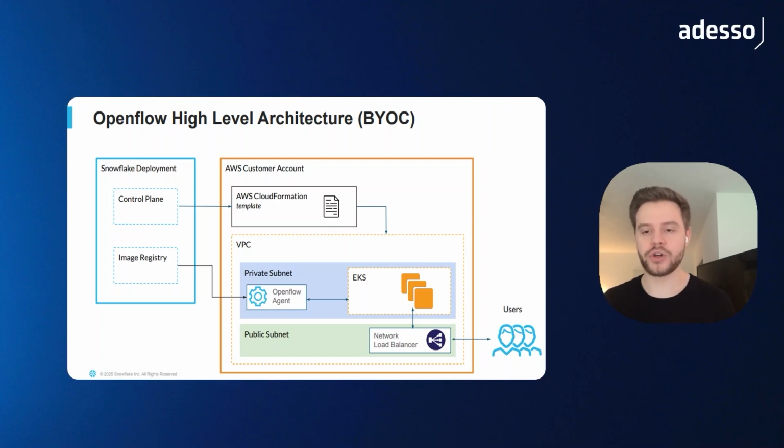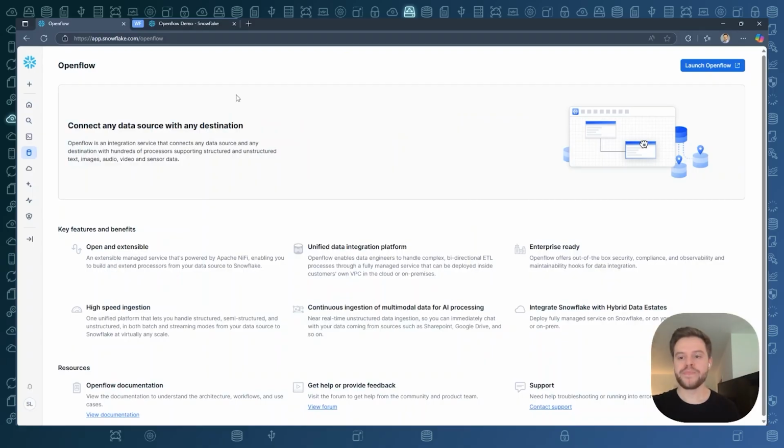Now, after this short architectural insight, I want to start with the demo, so let's switch over to Snowsight. As you can see, Openflow is already implemented in Snowsight under the data section. If you click on that, you can see the page with some general information about Openflow, such as key features and benefits, and you can also get access to the Snowflake documentation. To launch Openflow, we click on the top right.